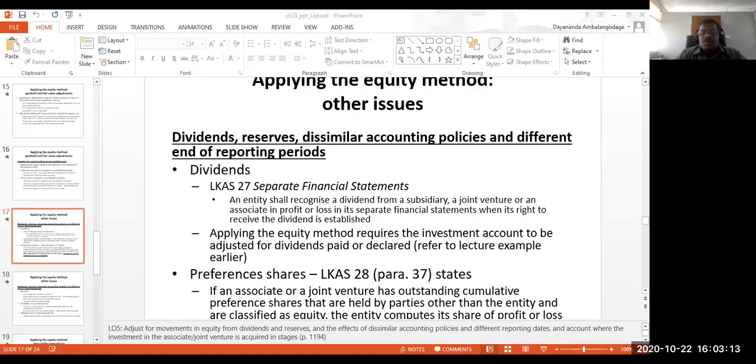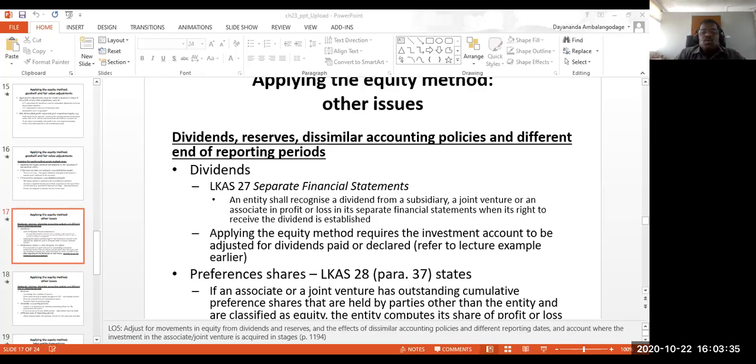In preparation of the consolidated financial statements, as I told you earlier, all the entries are the same, but the dividend revenue is credited and the investment in associate and joint venture is debited. Here, instead of cash, you credit the dividend revenue. So that's all with regard to this.